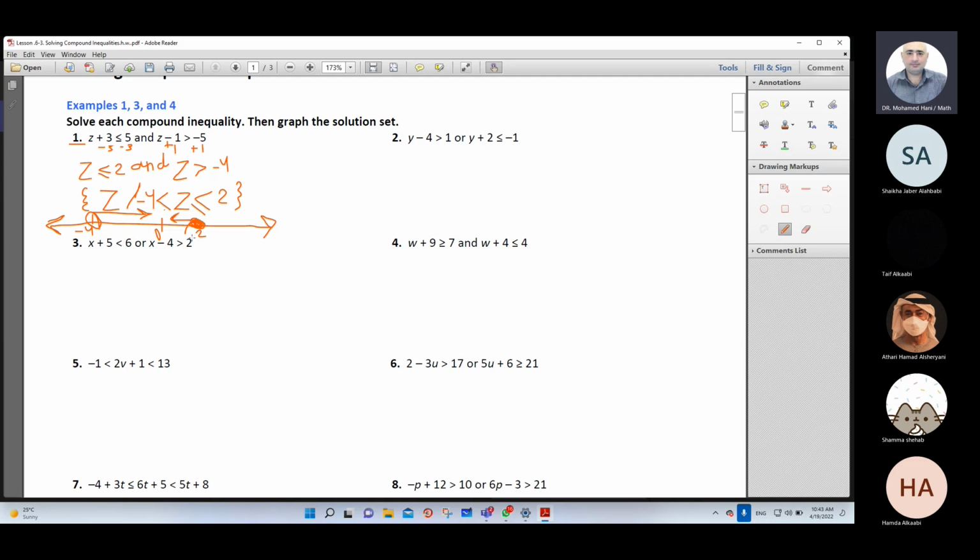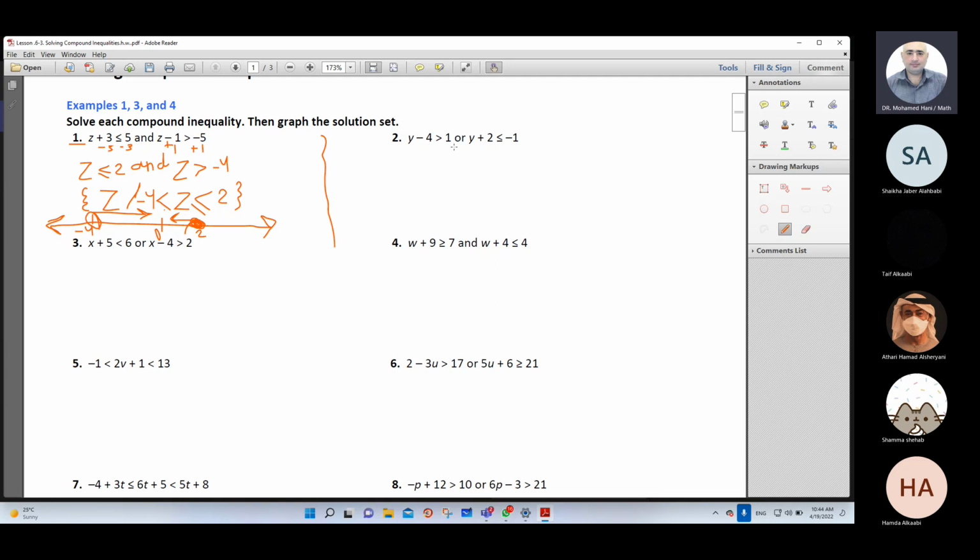Between negative 4 and 2, this is the set of the solution. Negative 4 is not included, and 2 is included in this solution. This is the graph. Who has any question here? Is it clear for all? Okay, I will solve number 2. So I want everyone to focus with me very well.